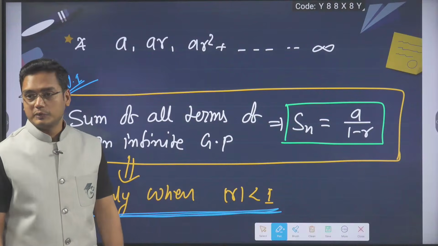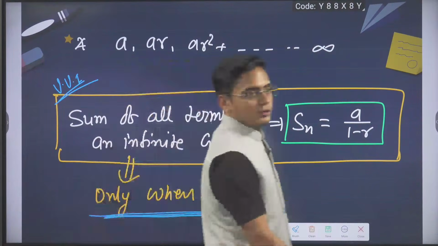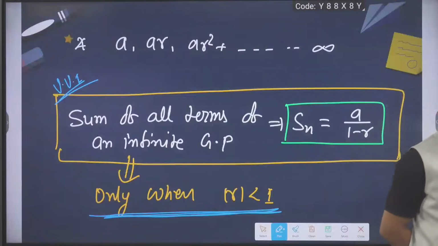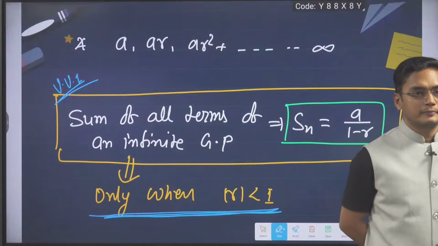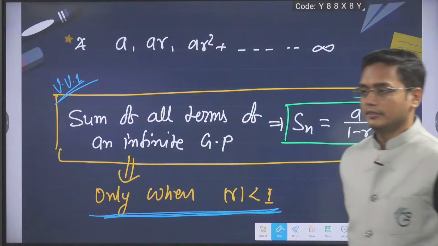With the help of a question, I will explain this point. But r should be less than 1. Then only we can apply this formula. So write it fast, everyone. Done. I can see completed.